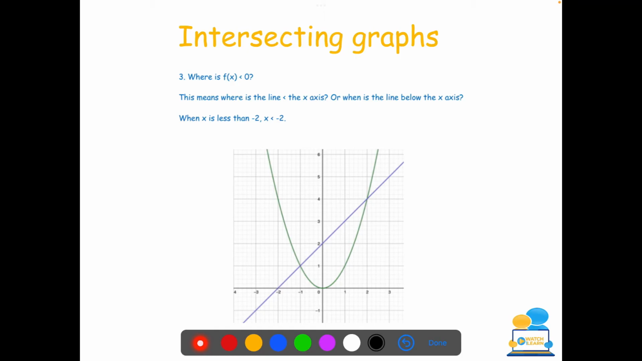Right. Where is f(x) less than 0? This means where is the line less than the x-axis, or when is the line below the x-axis? Let's look here. There's our line, and this is where it intersects our x-axis at -2. So it is below our x-axis when x is less than -2, and it's written either using words or there's a symbol as well, where x < -2.